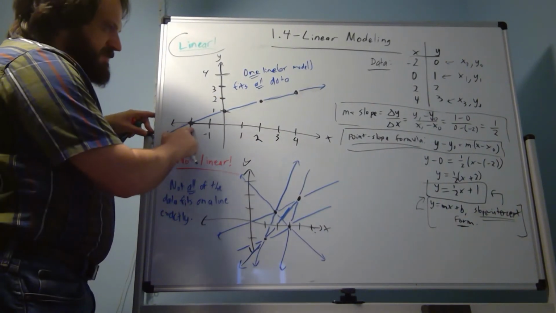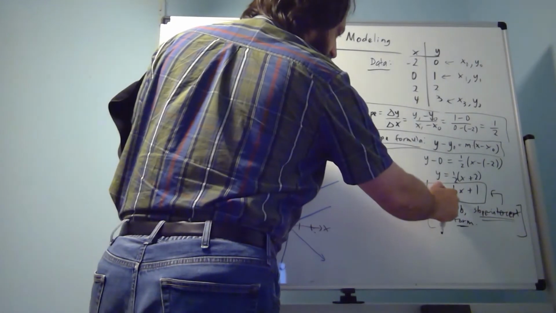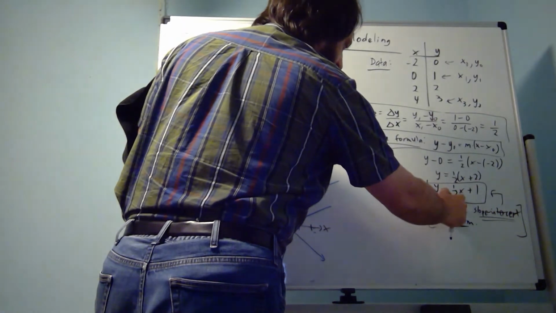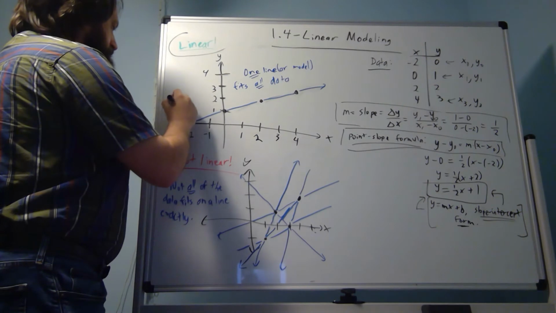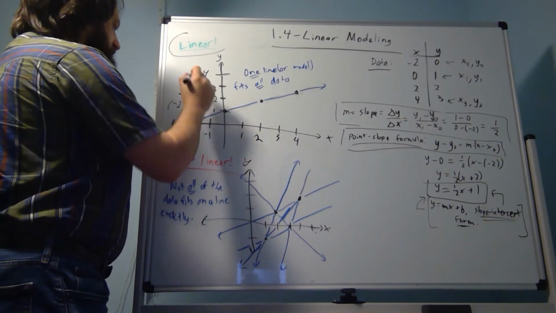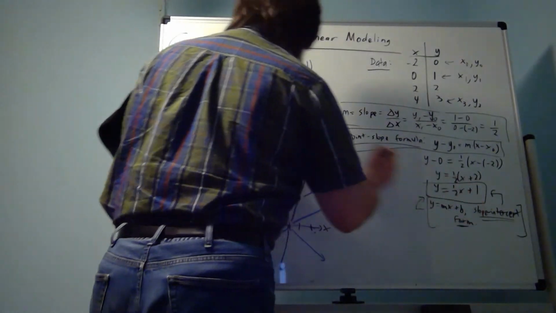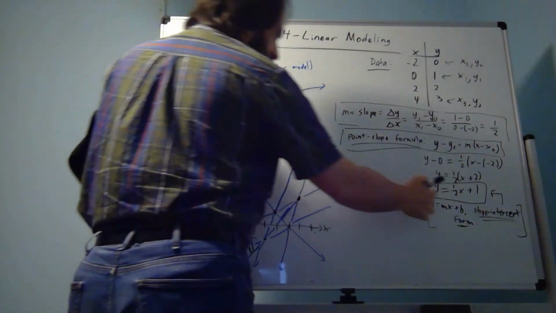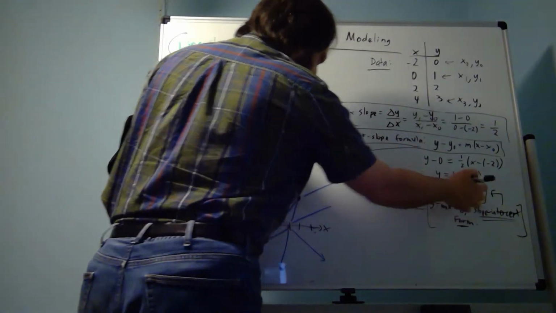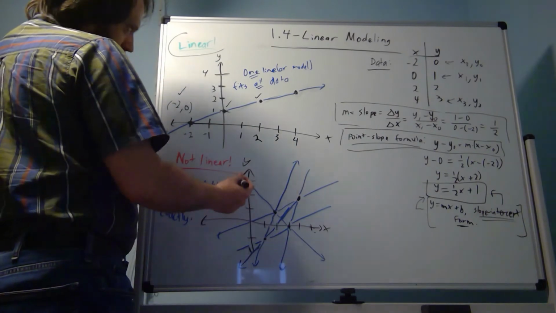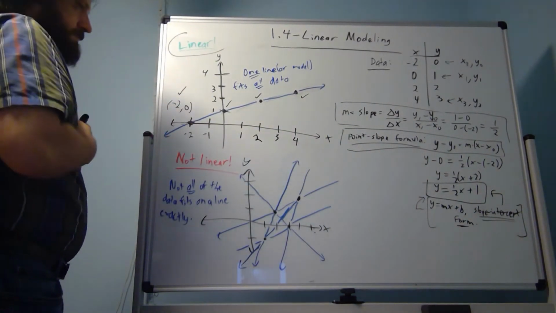So if I plug in -2, I get y is equal to -1 plus 1, which is 0. So that fits the linear model. We plug in 0, and then we get y is equal to 1, so that fits the linear model. We plug in 2, we get 2. Perfect. We plug in 4, we get 2 plus 1, which is equal to 3. That's also perfect.